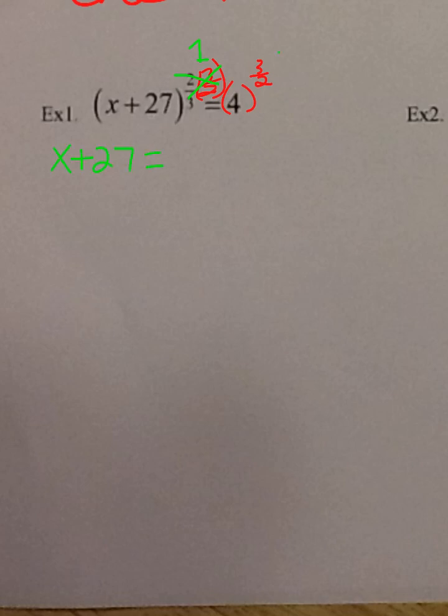Now remember, we have power over the root. You don't have to do this all the time, but I just want to show you why we have to have a plus minus here. I have the square root of 4 to the 3rd power. 4 to the 3rd power is 64, so it's the square root of 64, and the square root of 64 is actually plus minus 8. So I have x plus 27 is equal to plus minus 8.